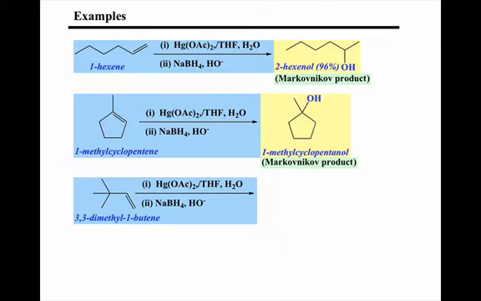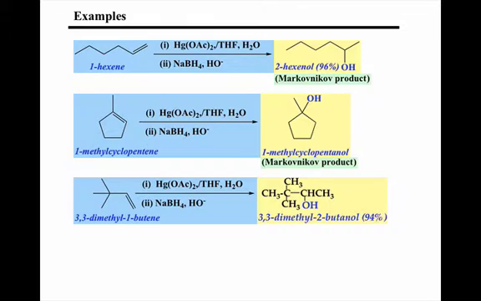Okay? Now let's look at this example. Where's the OH going to go? Carbon number 1 or carbon number 2? The OH? Carbon number 2. And the hydrogen's going to go to carbon number 1, right? And we're going to end up with 3,3-dimethyl-2-butanol in 94% yield. This is the interesting one.